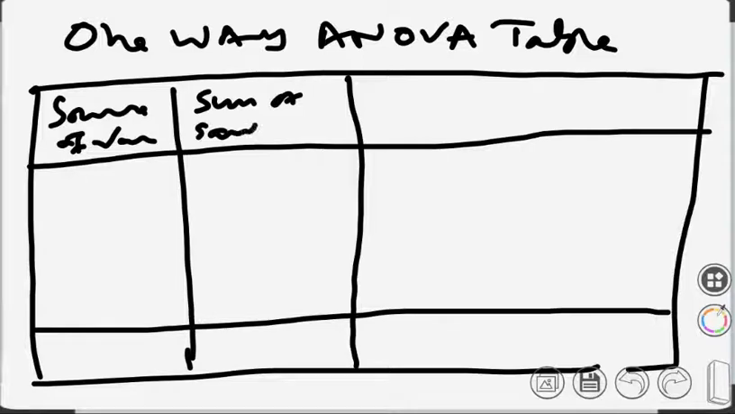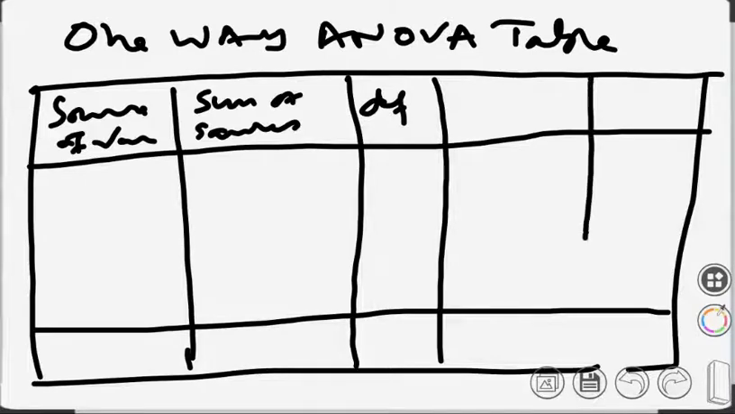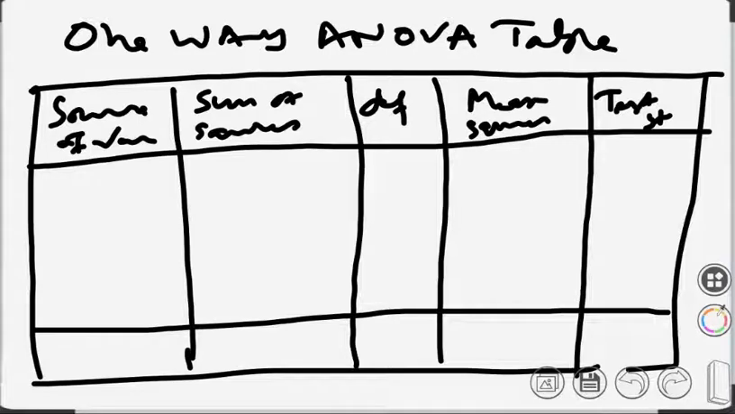Please write along with me. Sum of squares. Third column is DF. DF means degrees of freedom. Then fourth column is mean squares. Mean squares. And fifth column is test statistic. I don't have much space, so I cannot write. You write test statistic. Okay.